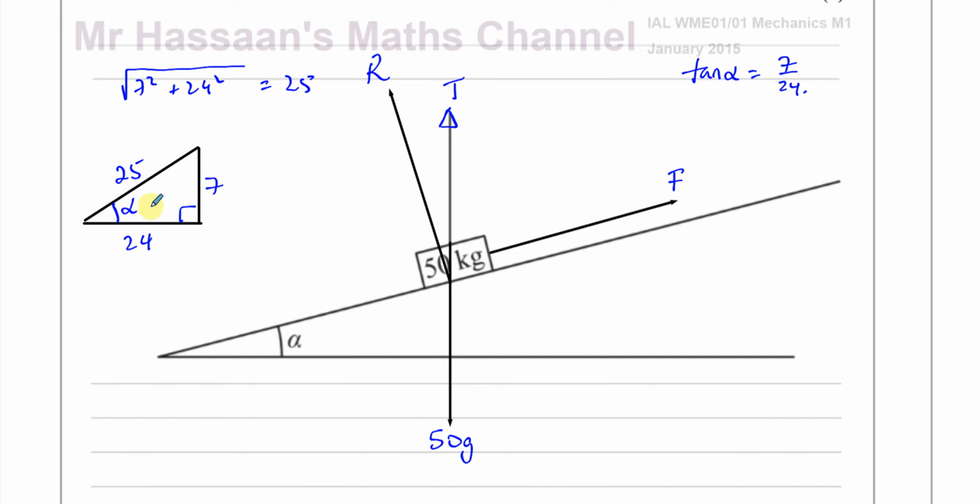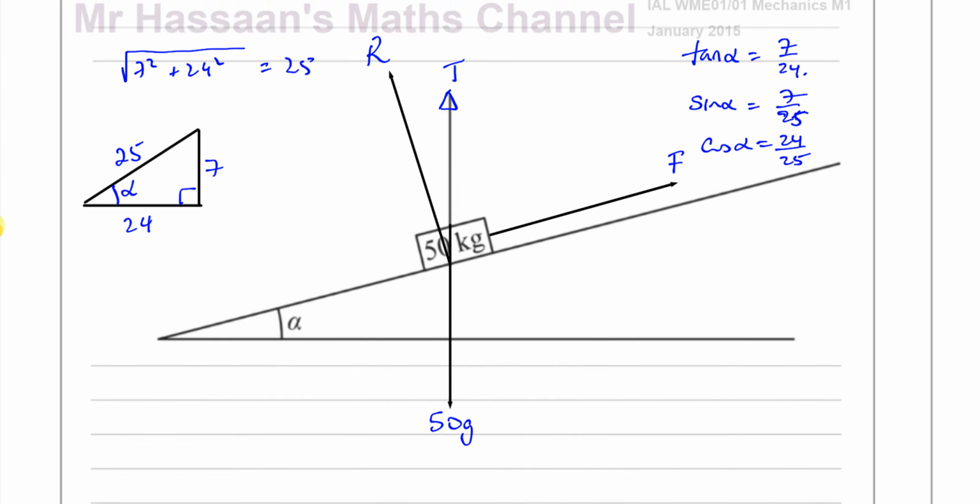That means the sine of alpha is going to be 7 over 25. And the cosine of alpha is going to be 24 over 25. Now that's going to help us later on: sine of alpha is 7 over 25, and cosine of alpha is 24 over 25. So those are going to help us, especially these two. We're going to need them when we resolve the forces. So now let's resolve the forces.